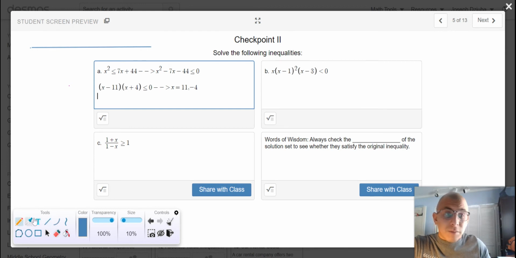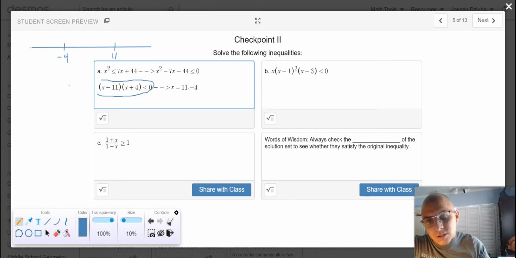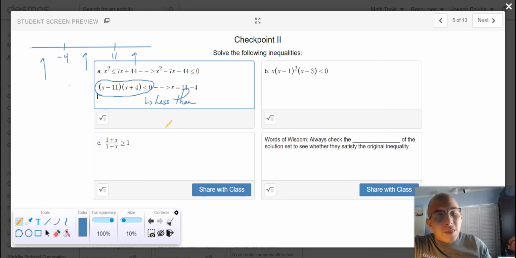There's a straight line button. Right, so in this instance, I want to create intervals using the points 11 and negative 4. Based on this notation, select test points in each interval and determine if their outputs are indeed less than 0. If they are, that is the interval where our solutions lie. If they are not, well, those intervals do not apply.